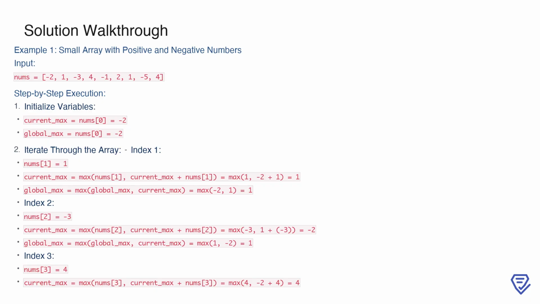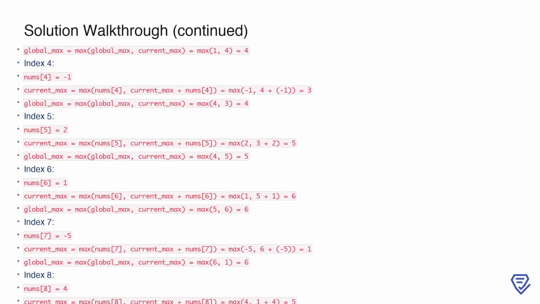Moving to index 2, the value is -3. Again, we compare -3 with the sum of current_max plus -3. The maximum here is -2, so current_max becomes -2. Since global_max remains higher at 1, it does not change. At index 3, the value is 4. We calculate the maximum of 4 and the sum of current_max plus 4, which results in a new current_max of 4. This also updates global_max to 4.